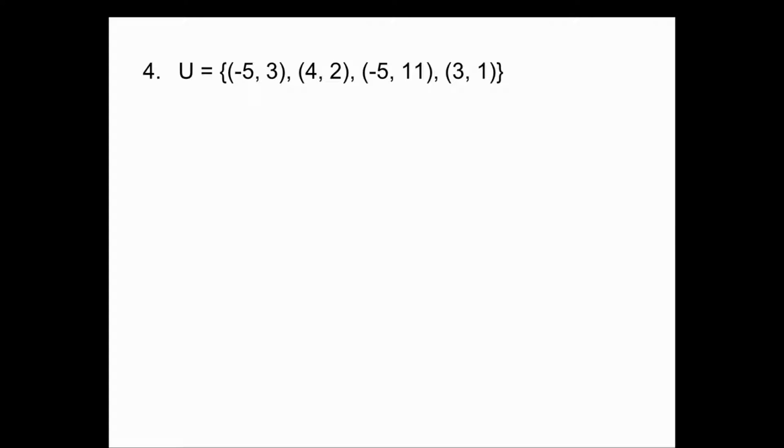Number 4, U consists of the ordered pairs negative 5, 3, 4, 2, negative 5, 11, and 3, 1. Looking at the first coordinates, negative 5 got reused. It's not a function. But remember, it is a relation.